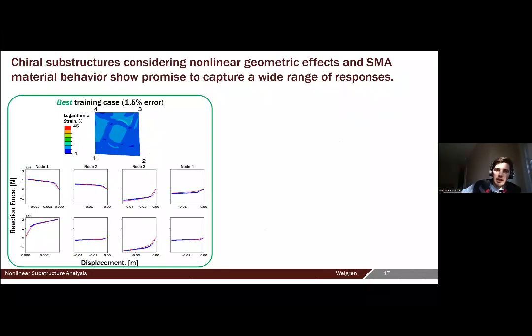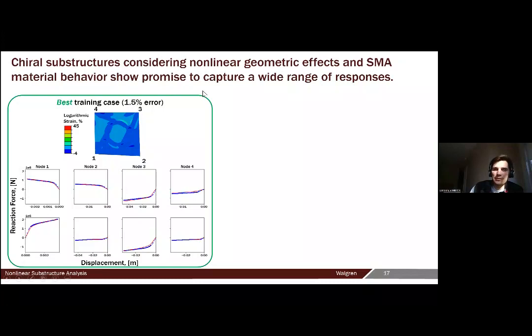So after running through calibration, we can see that the best training case gets 1.5% error. So around an order of magnitude higher than the very, very simple example, but it's still pretty dang good when you go from 10,000 degrees of freedom down to 8. You can see pretty much all the way through, we hit the onset of nonlinearity and match the stiffness after nonlinearity has occurred. And this is for the best training case.